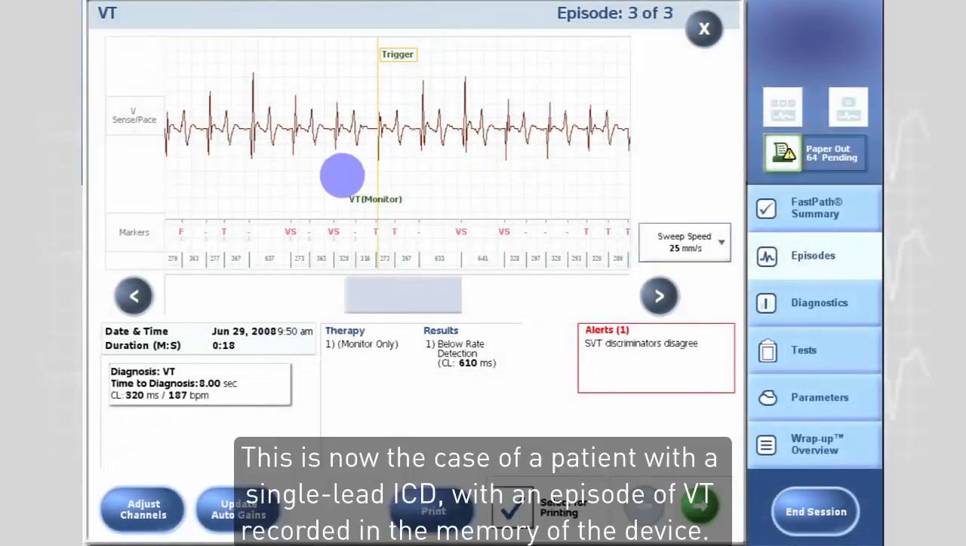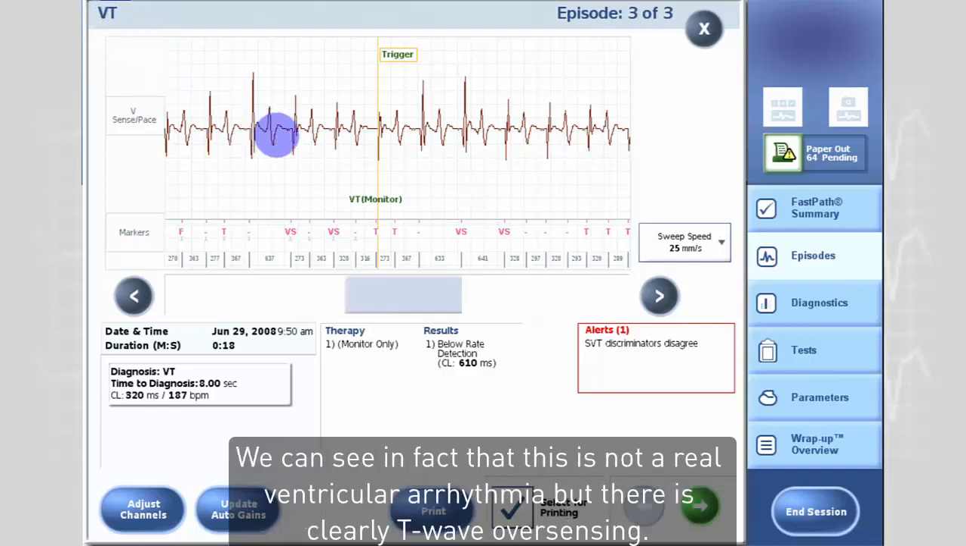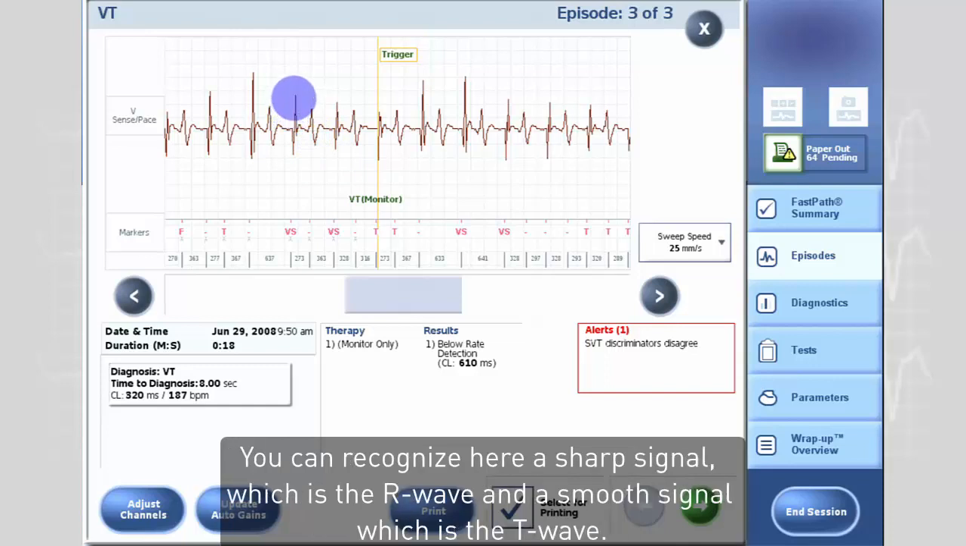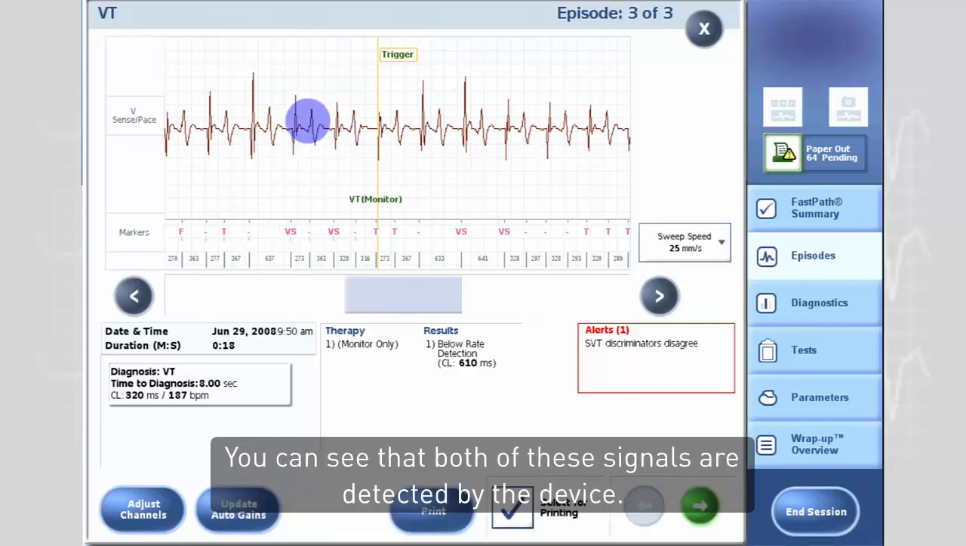This is now the case of a patient with a single lead ICD, with an episode of VT recorded in the memory of the device. We can see in fact that this is not a real ventricular arrhythmia, but there is clearly T-wave oversensing. You can recognize here a sharp signal, which is the R wave, and a smooth signal, which is the T wave. You can see that both of these signals are detected by the device.